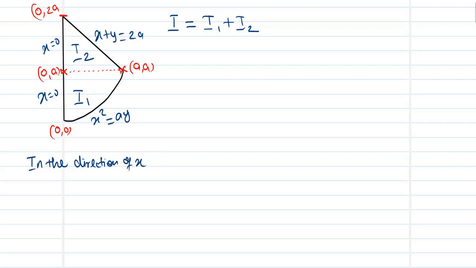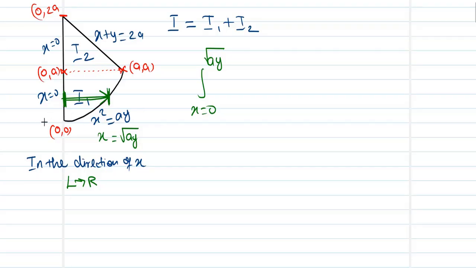What we will have to do is draw a line parallel to the x-axis. Start from left, move to your right. So what will be the lower limit? The lower limit, the left hand limit, is x equal to 0. What is the upper limit? x square is equal to ay, x is equal to square root of ay. So this gives me square root of ay.